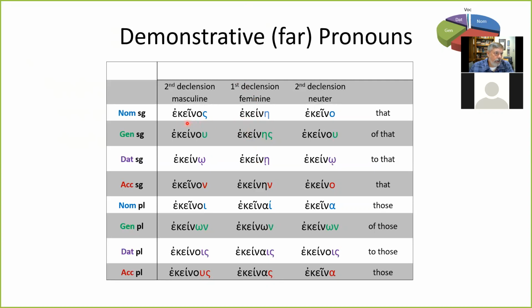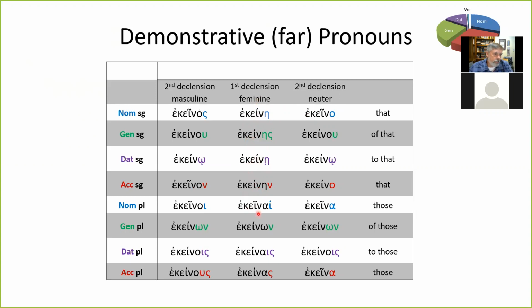For the far ones, it's ekenos, ekene, ekena. Again, we have the eta stem ending with no case ending added to it. Here it's the eta sigma, the eta iota, and then the eta nu. So that's our first declension feminine. All of them mean the same thing. It all means that. The only difference is that for the genitive we add a helping word of that, and for the dative a helping word to, with, or in that.